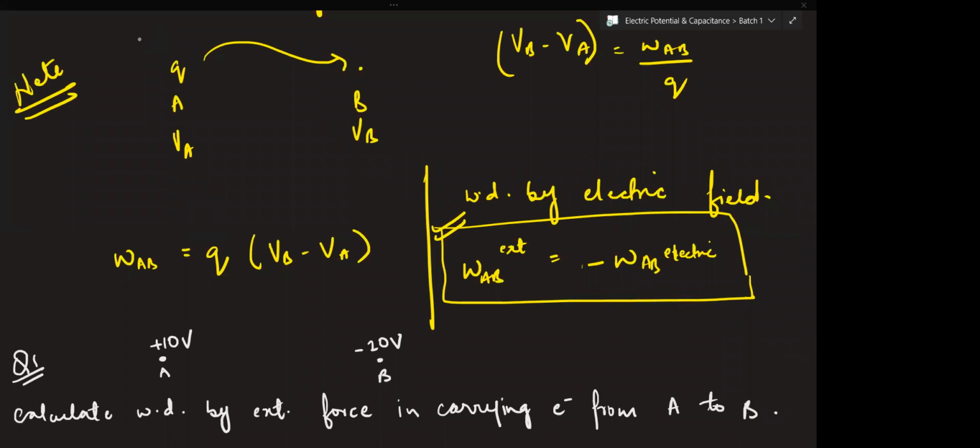So you have to calculate the work done by external force in carrying an electron from this point to this point. So voltage at A is 10 volt, VB, that is voltage at B, is given as minus 20. Charge you should know on an electron. Take the difference between them, multiply it with the electronic charge, you will get the work done. Take 2 minutes and at least try this question, a formula based question, based on this only.